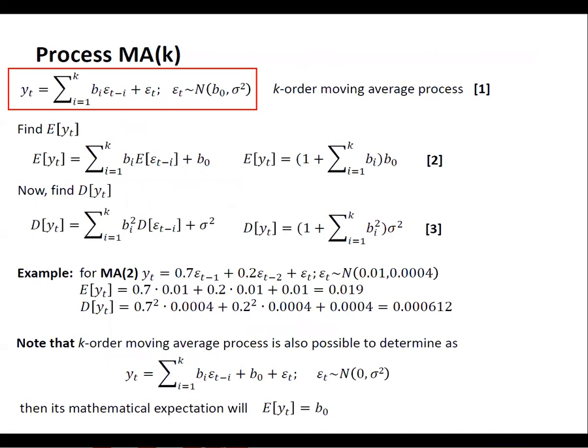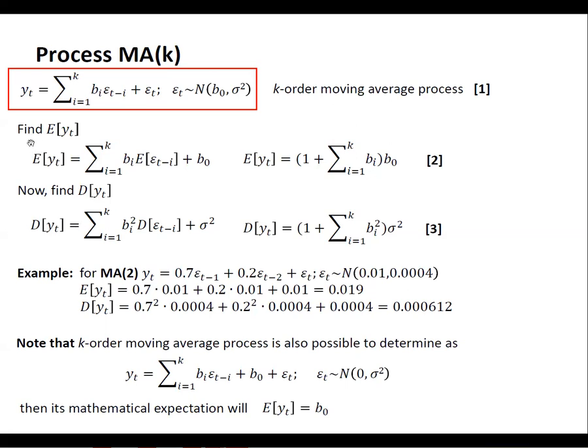So here we have the moving average process of order k in detail. According to this process, the initial time series variable yt, which is a stationary variable, is analyzed as the sum of errors with lag j multiplied by the coefficient of the moving average process b_j, sum from j equals 1 to k, plus the error or residual for the current period epsilon t. All epsilon t are normally distributed variables with mean b0 and variance sigma squared.